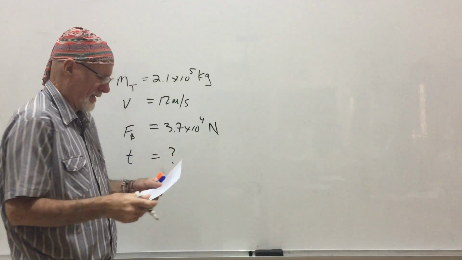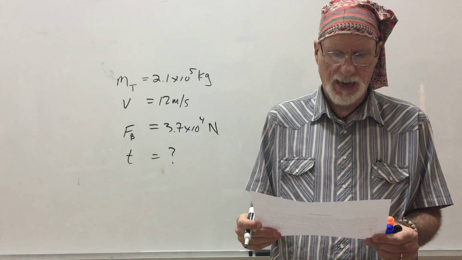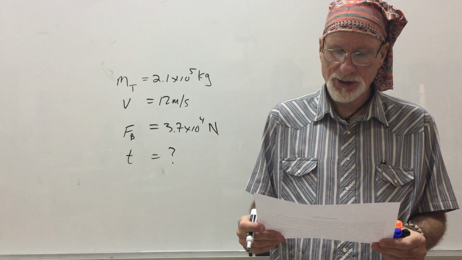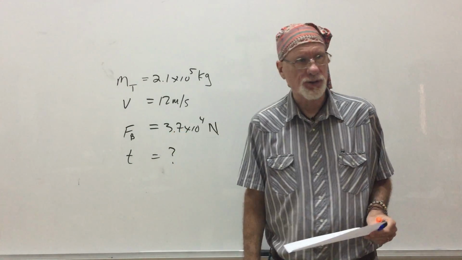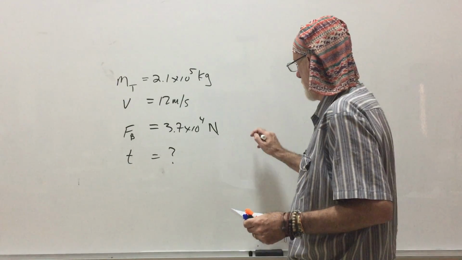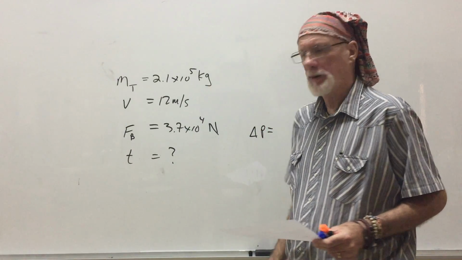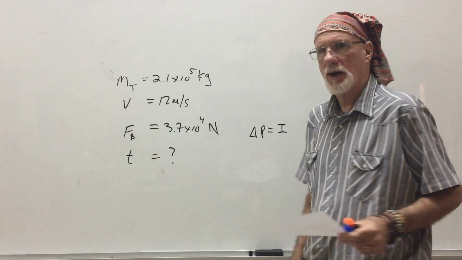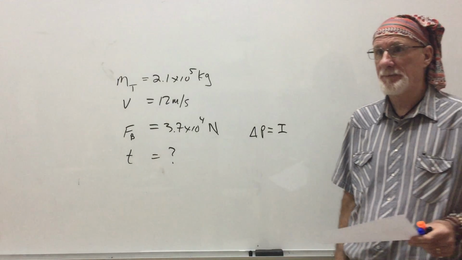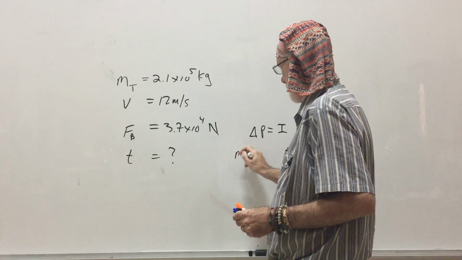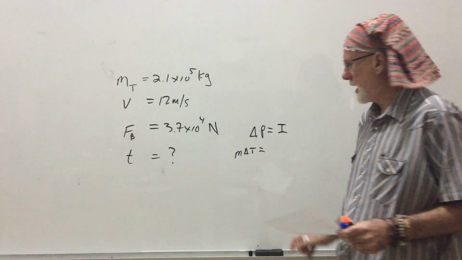The question will be, I'm guessing, time. How long does it take the train to stop? How far does the train travel during this time? Let's do the time first. The change in momentum is going to equal the impulse. The change in momentum occurs when you have a change in velocity because the mass is constant. So m delta v, and the impulse is force times time.